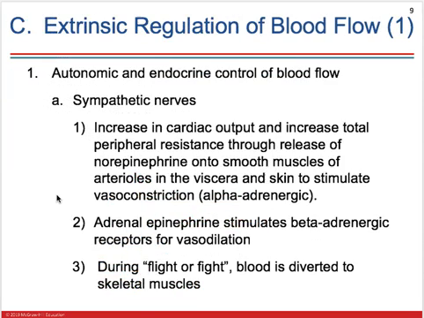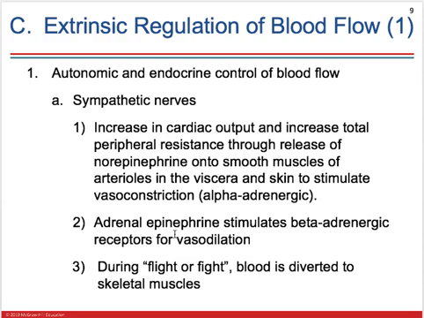So let's take a look at the regulation of this blood flow. There's extrinsic regulation. What's extrinsic about this is that it is controlled by autonomic and endocrine regulation of blood flow. Sympathetic nervous system: there's a huge increase in peripheral resistance that happens with the release of norepinephrine. It's going to have an effect on the smooth muscle of the arterioles via alpha-1 receptors and cause vasoconstriction. It's also going to cause a big increase in cardiac output. Not only are you going to get an increase in heart rate, but you're also going to get an increase in stroke volume via an increase in contractility.